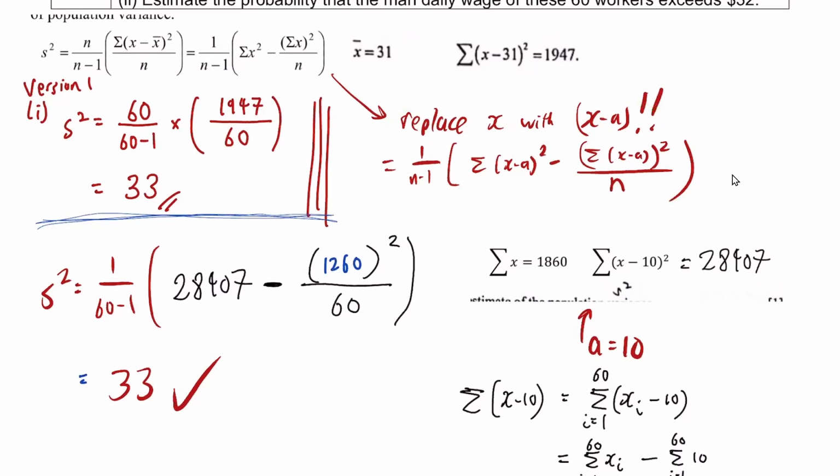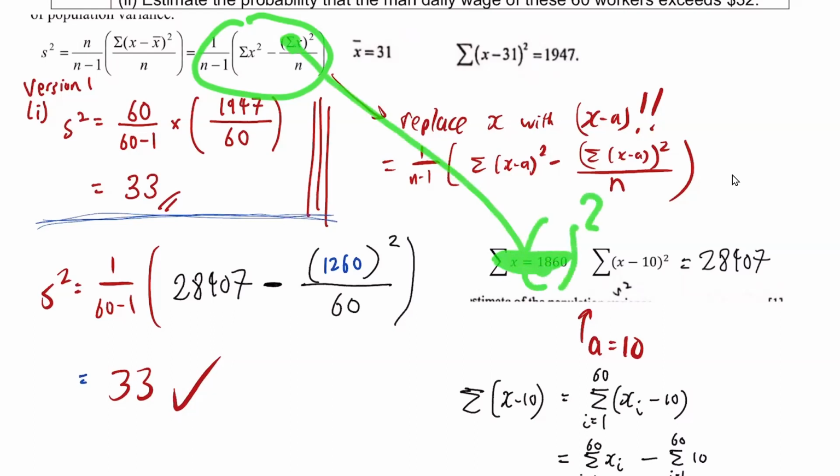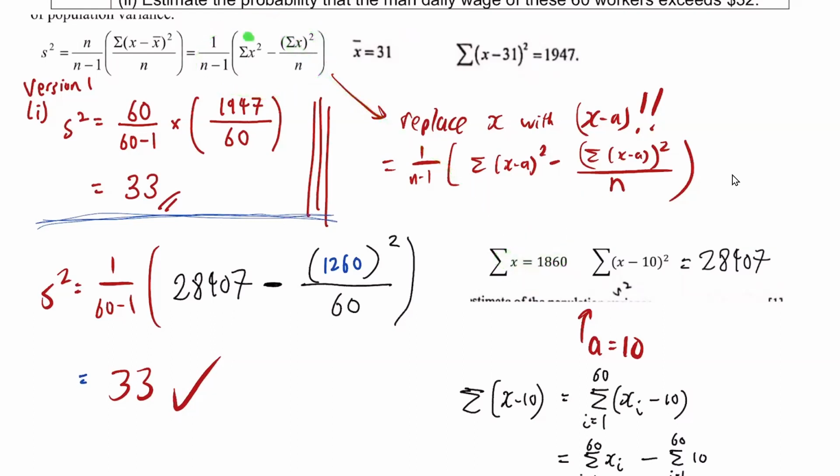Now, what if we wanted to use type 2? We need to recover which one? Sum of x here. Do we have it already? Yes, we do. 1860. Then bracket the 1860 square. But do we have sum of x square? No. But we got sum of x minus 10, bracket square. Can we recover it directly?